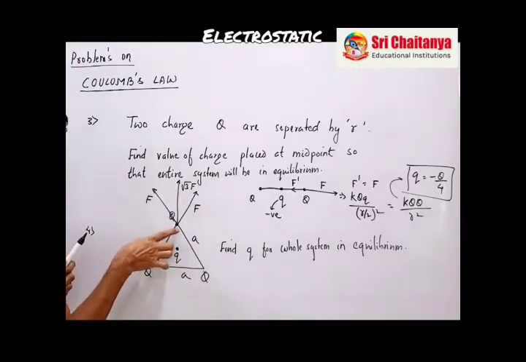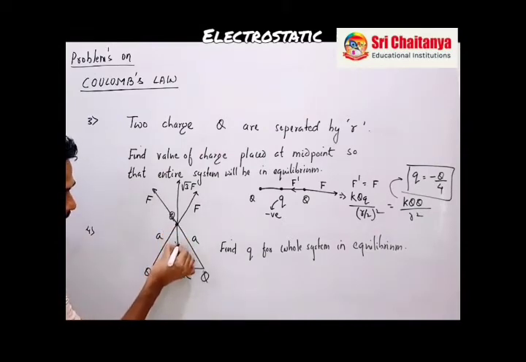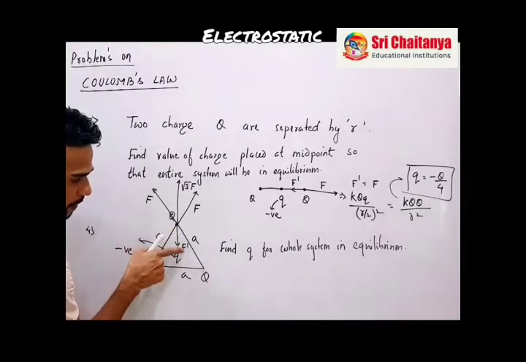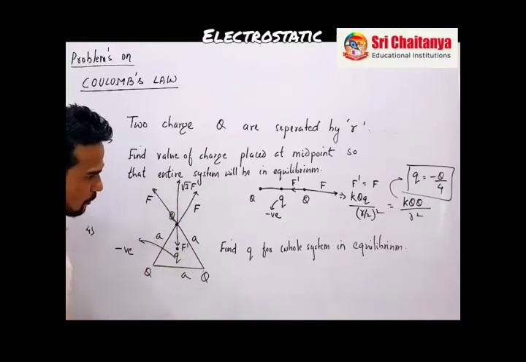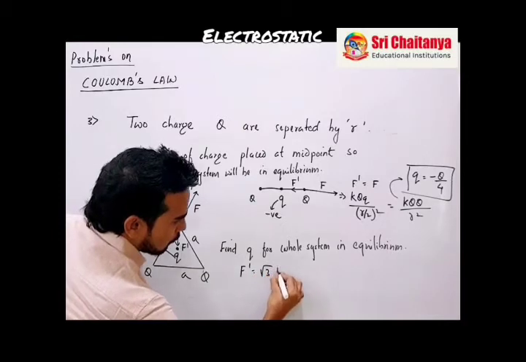Now, if it has to be in equilibrium, someone must balance this repulsive force. And who is that someone? That is this Q here. That means this Q must apply an attractive force F dash. That means this Q must be negative. And if it is in equilibrium, this F dash will balance this root 3 F. So again you can equate: F dash will be equal to root 3 F.